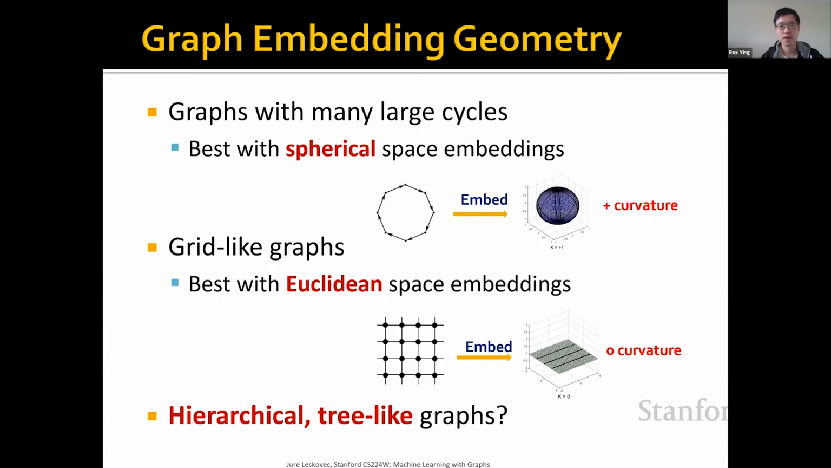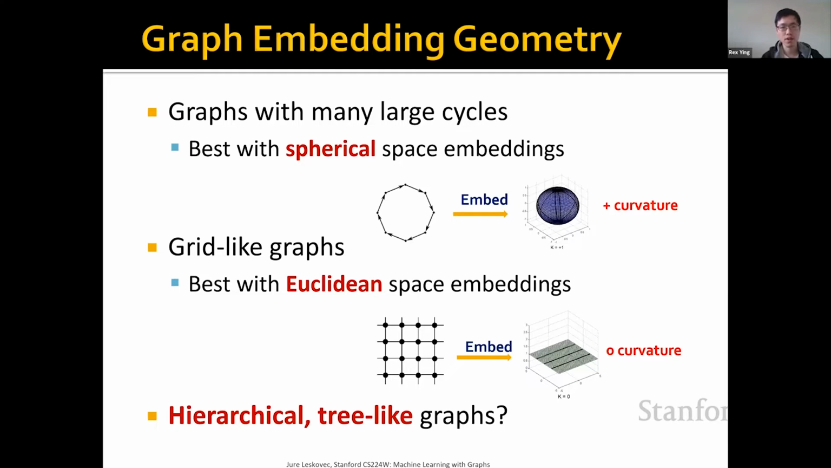Here we consider some other interesting graph structures. For example, graphs with many very large cycles are best embedded into spherical geometry, because in a spherical geometry with positive curvature, we can naturally embed many cycles, since the sphere contains many cycles. Whereas if we have a grid-like graph, Euclidean space is the best because, as you can see, the Cartesian coordinate system itself is a grid-like structure. So a Euclidean space with zero curvature would be the best.